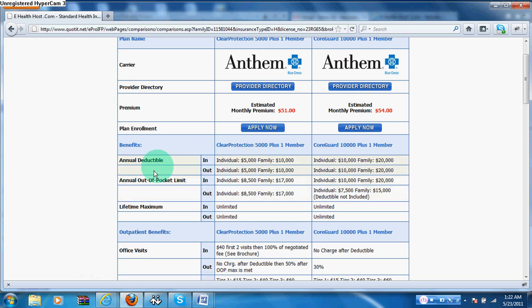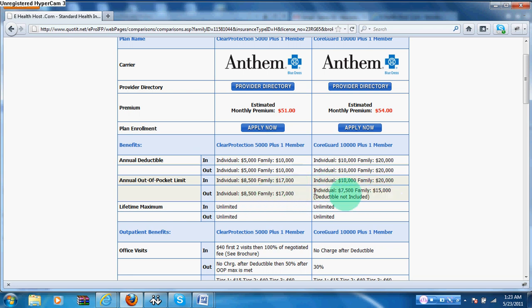Alright, so the next thing we'll cover is the annual out-of-pocket limit. As you can see, the most you'll ever have to pay for medical expenses is $8,500 for one person, or $17,000 for the entire family. That's in network. This one here, as you can see, $10,000 and $20,000. Out of network, that's your cost. This is your cost here.